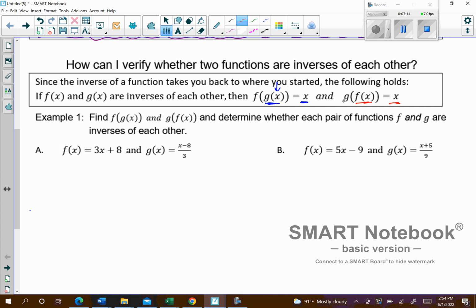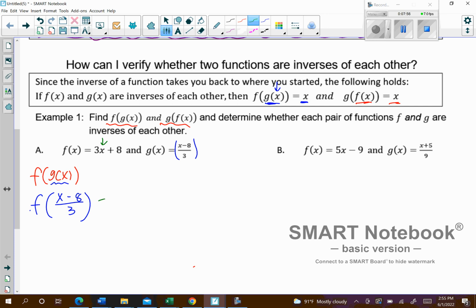So that's what we're going to do. It says find f of g of x and g of f of x and determine whether each pair of functions f and g are inverses of each other. So it has to hold for both. Looking at this first one, we're going to do f of g of x. So what is g of x? Well, g of x is this expression right here, x minus 8 over 3, so that's what I'm going to substitute into the f function right there.